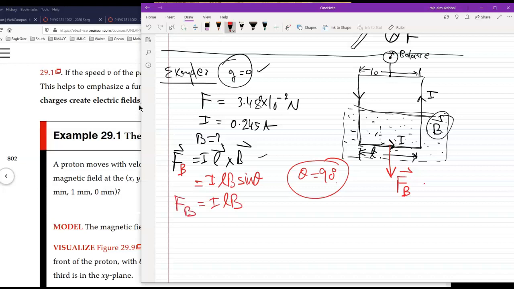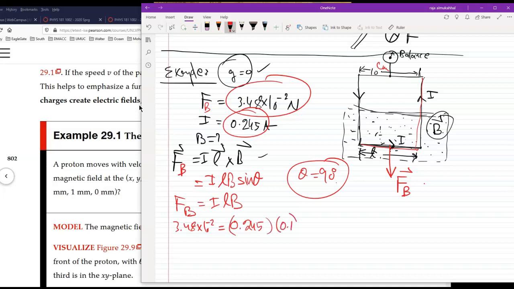And, well, he gives us the force, it is right here. And he gives us the current, and he gives us the length. Well, the length is right there. Oh, that's why he didn't give us this length, right? So it's just that. This is 10 centimeters. So in this case, it's going to be 3.48 times 10 to the negative 2 equals 0.245 times the length, which is 0.1 meter, right? Times B. There we go. Then you can just solve for B. And B in this case will be equal to 1.42 Tesla.